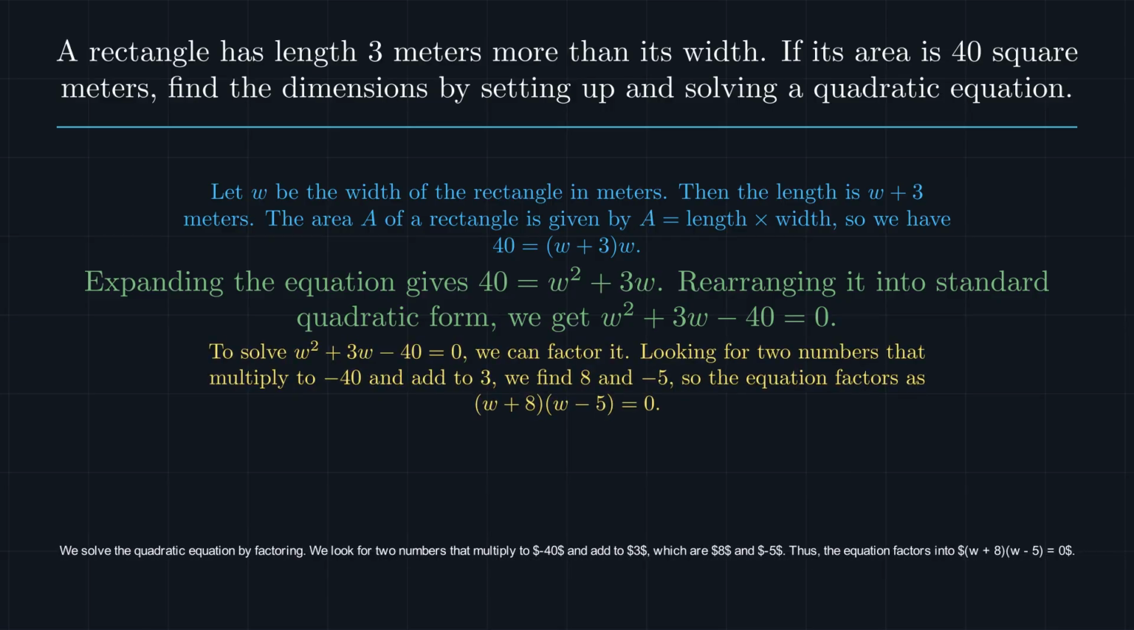We solve the quadratic equation by factoring. We look for two numbers that multiply to minus 40 and add to 3, which are 8 and minus 5. Thus, the equation factors into (w plus 8)(w minus 5) equals 0.